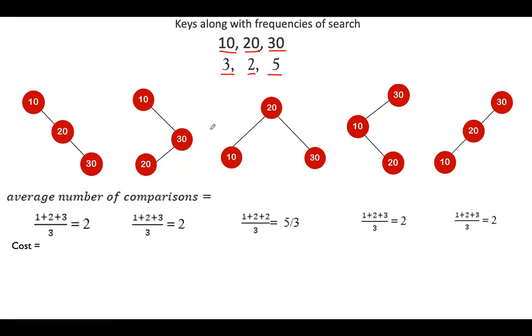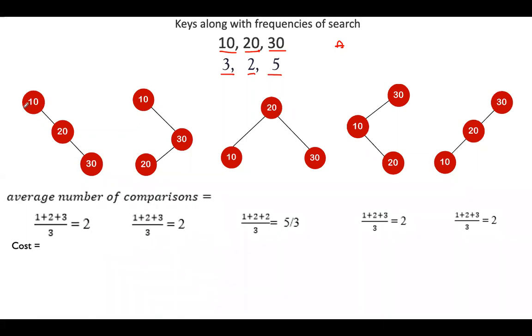Is it clear? When the keys are given along with their frequency, here we have taken 10, 20, 30 as keys. You can also take A, B, C, D, some string as key values. Okay, and their frequency will be given. So you have to find out, for the key values along with the frequency, how you are going to construct the binary search tree. However you construct it, it should give us the least cost. Least cost means how are we going to find out the least cost.